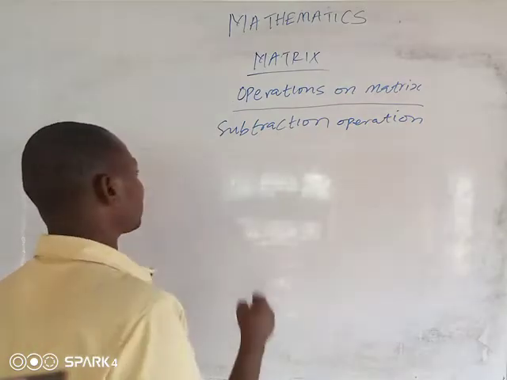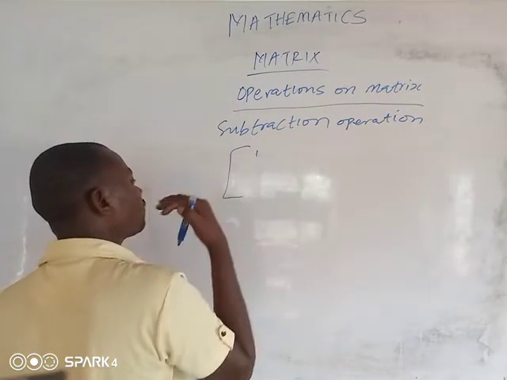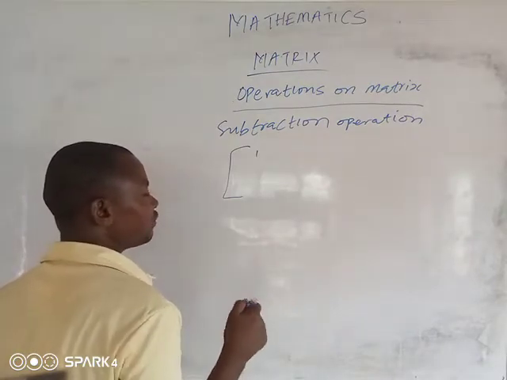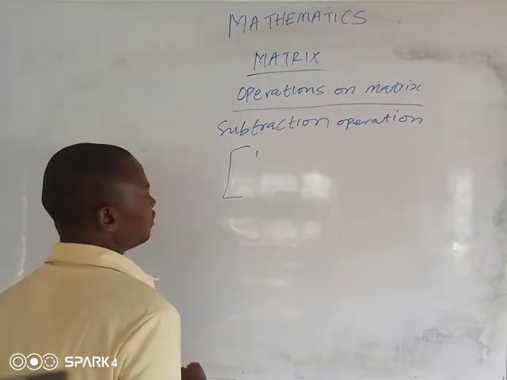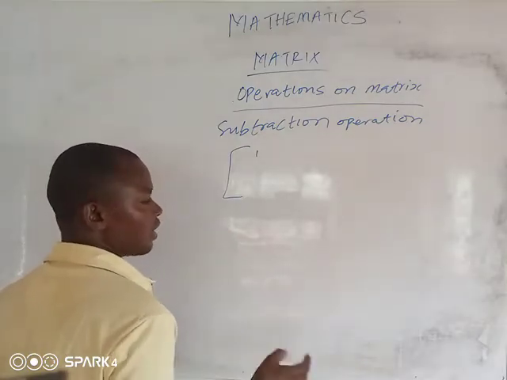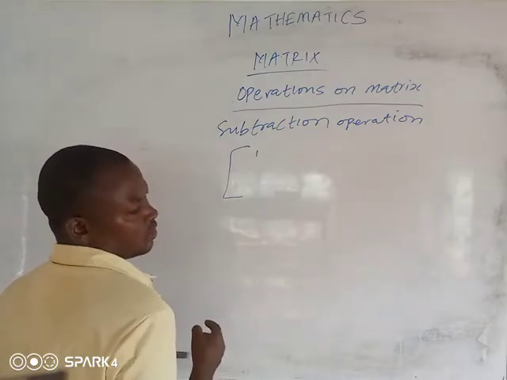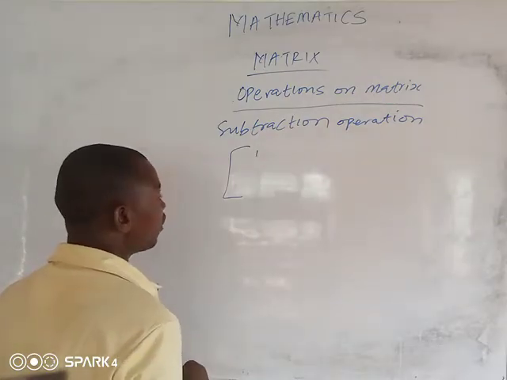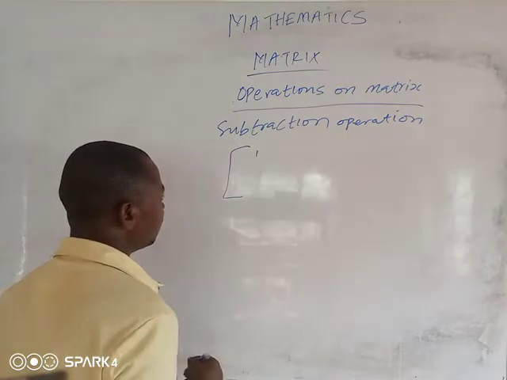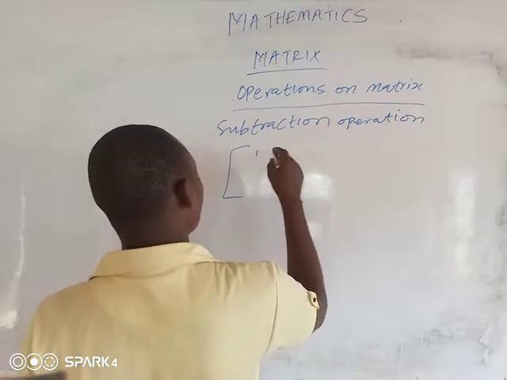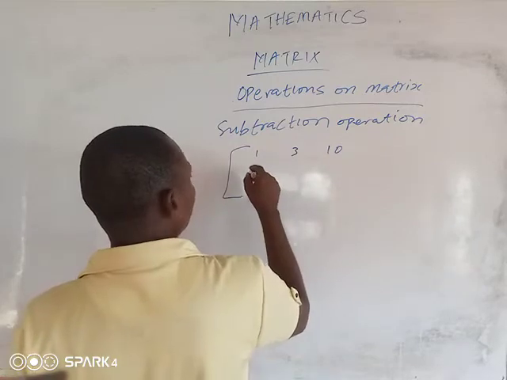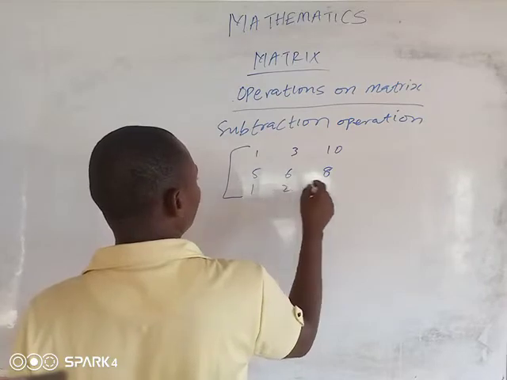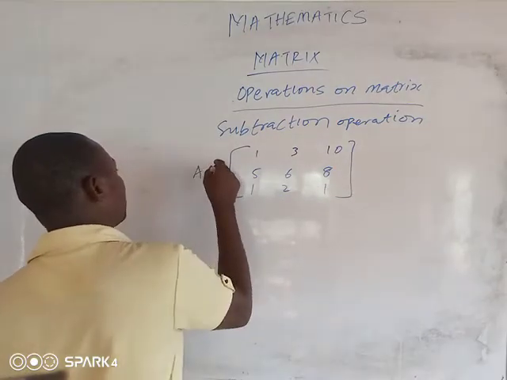Let's assume we have an example. But don't forget that the subtraction must follow order, because in the former one, A11, A12 can be added to A11, and the arrangement will be just anyhow. But this preference is to the first element. Preference is to the first element. So that's why I have 1, 3, 10, 5, 6, 8, 1, 2, 1. Then this is the matrix A.